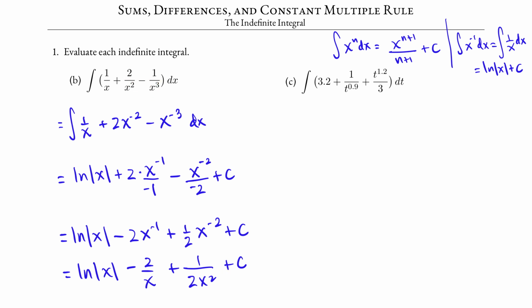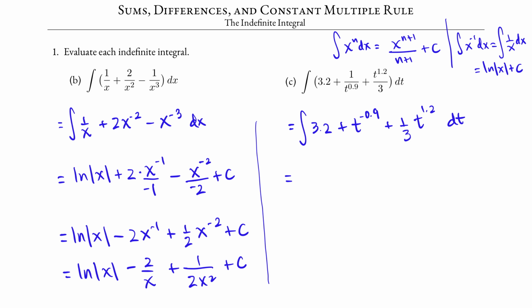For the second part, the variable of integration is no longer x, but it is t. Regardless, we will proceed the same way. First, we rewrite this. This is the integral of 3.2 plus t to the negative 0.9 plus 1 over 3 t to the 1.2 dt. Now that we rewrite it, we can use the power rule.